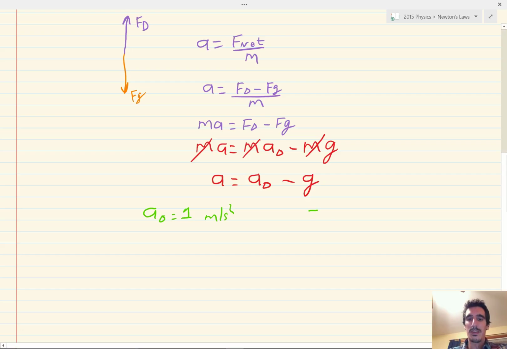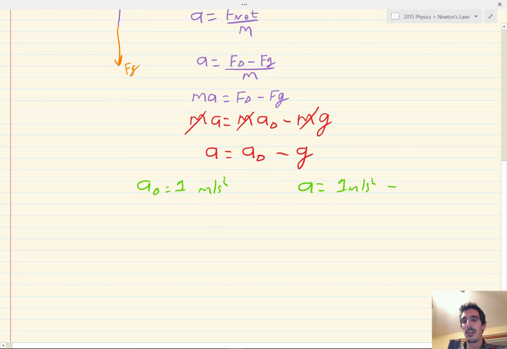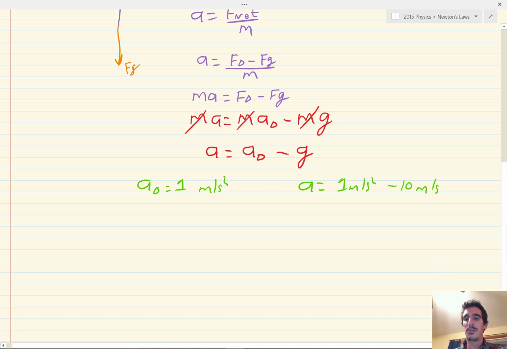Well, let's figure it out. a equals 1 meter per second squared, and I'm going to use 10 for g instead of 9.81, minus 10 meters per second squared gives you negative 9 meters per second squared. So that would be your acceleration if there were an upward drag acceleration of 1 meter per second squared. Okay, let's look at 4. So when a sub d equals 4 meters per second squared, what would be your acceleration? Acceleration is equal to 4 meters per second squared minus 10 meters per second squared, which equals negative 6 meters per second squared.